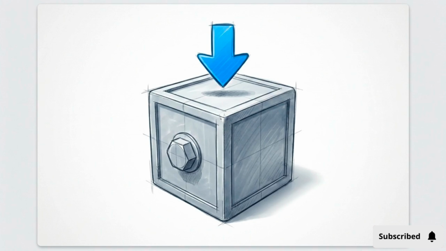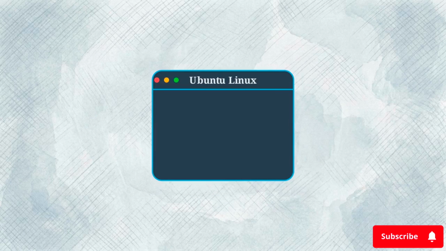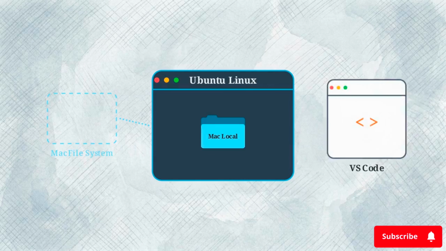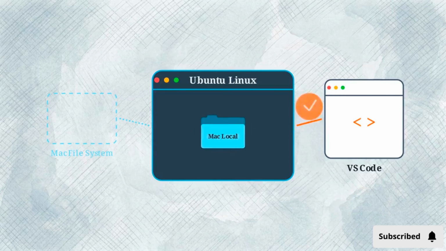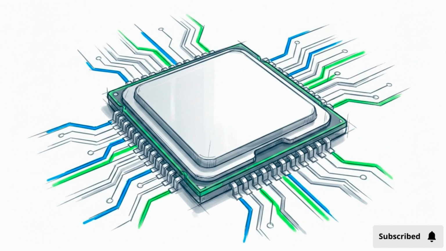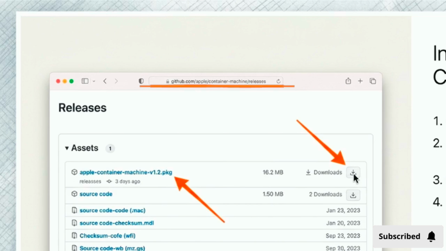Step 1 is getting the tool installed. From there, we will spin up an Ubuntu image, mount your Mac's local files directly into the Linux file system, and link Visual Studio Code so your hot reloading works without breaking. You will need to be running macOS 14 or newer to follow along. By utilizing Apple's internal virtualization framework instead of a third-party application, we remove the heavy resource overhead that traditionally slows down cross-platform development. Open your browser and navigate to the official Apple GitHub repository.